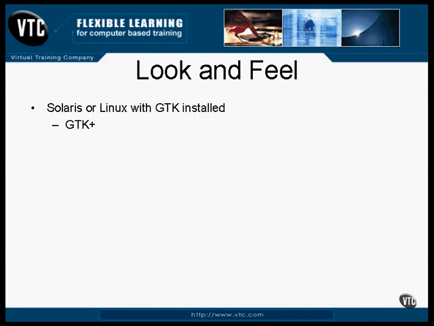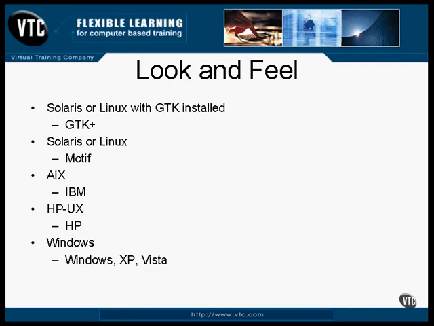For the Solaris or Linux system with GTK 2.2 or later installed, Java has a look and feel interface named GTK+. If GTK is not installed, Java has a motif look and feel that it uses. IBM's version of Unix is called AIX, and IBM has its own Java look and feel. Also, HP's Unix, HPUX, has its own Java look and feel. Java has a different look and feel interface for the different versions of Windows, and Apple Macintosh has its own look and feel for Java.